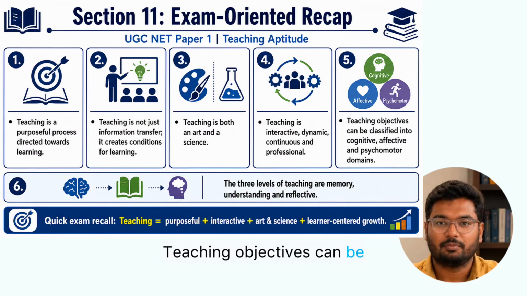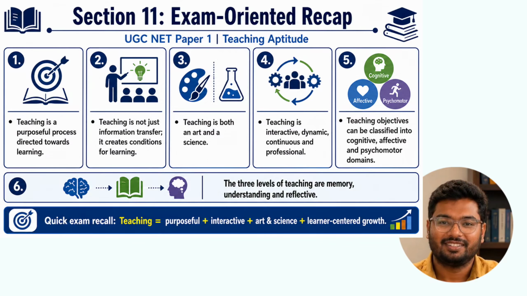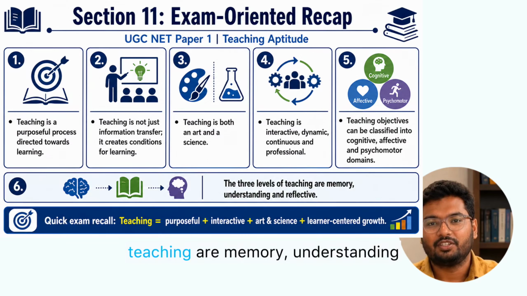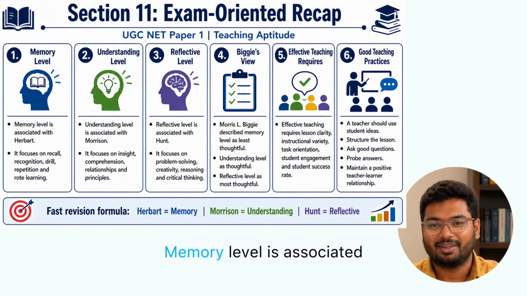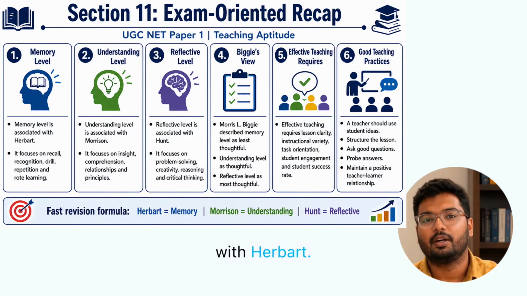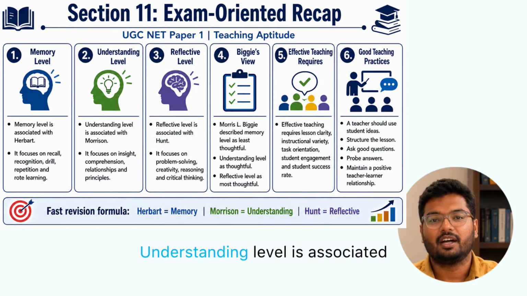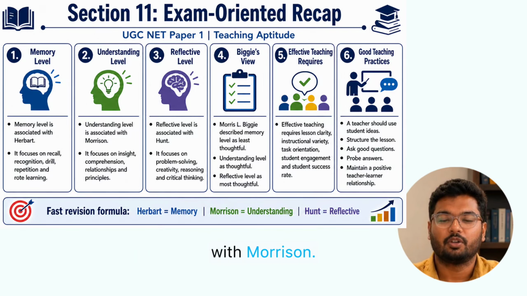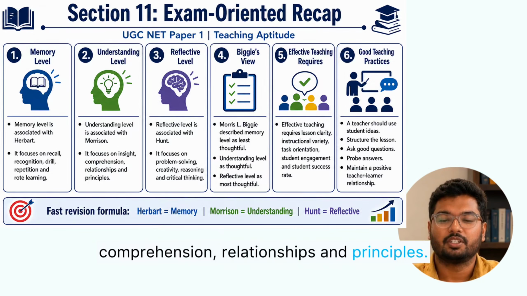Teaching objectives can be classified into cognitive, affective, and psychomotor domains. The three levels of teaching are memory, understanding, and reflective. Memory level is associated with Herbart. It focuses on recall, recognition, drill, repetition, and rote learning. Understanding level is associated with Morrison. It focuses on insight, comprehension, relationships, and principles.